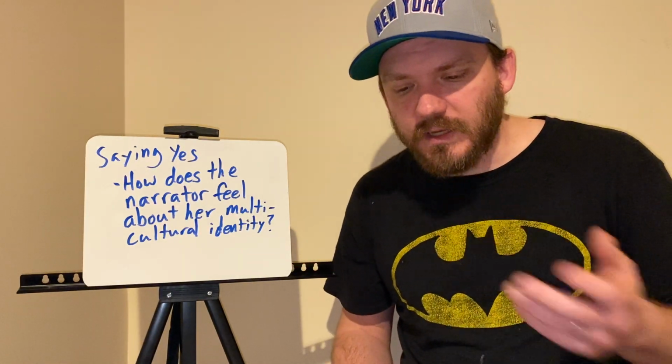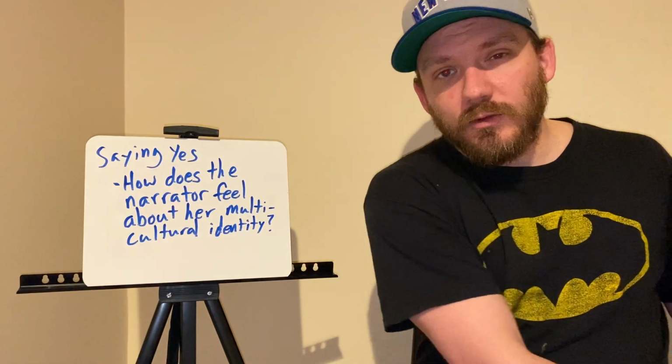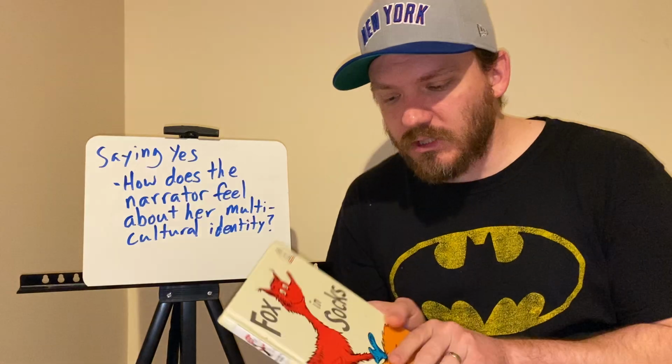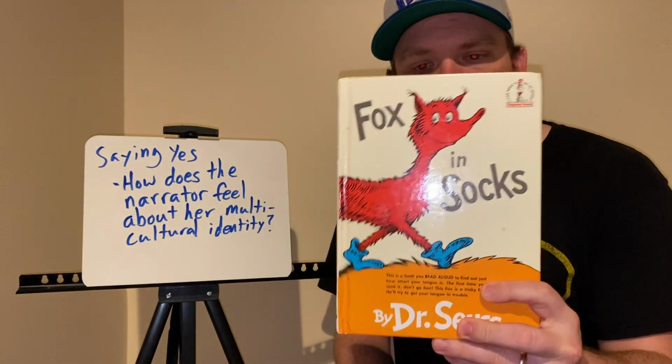A couple other things about poetry here is that there's a lot of repetition in this one. They say yes, yes, yes several times, and then they also use a feature called alliteration, where you repeat a consonant sound, like not, neither, nor. I have another example of repetition and alliteration in this book, Fox in Socks.